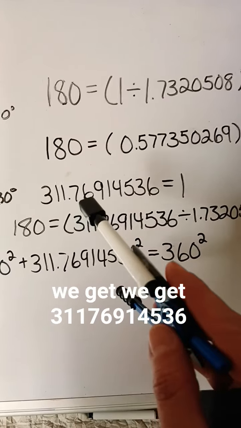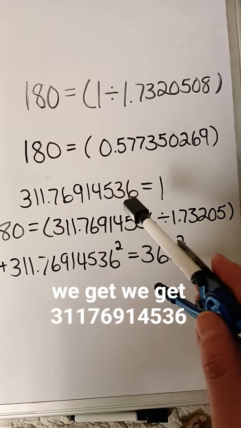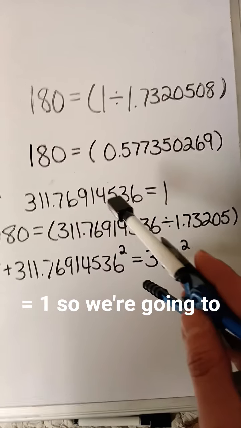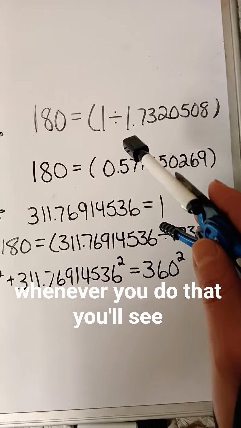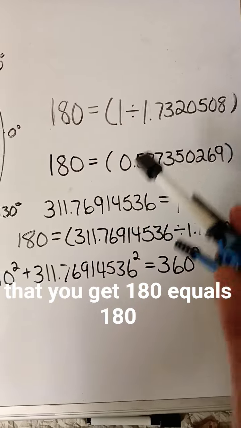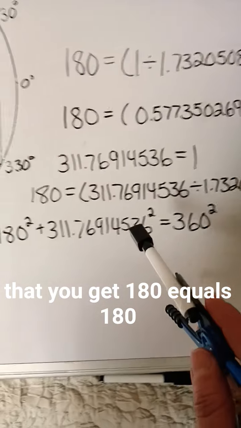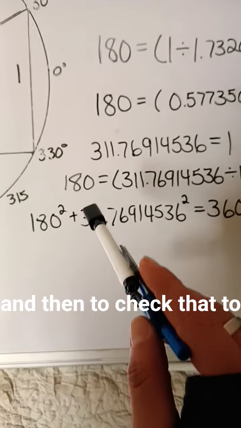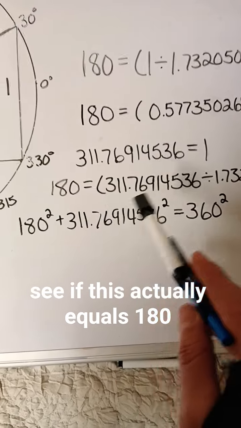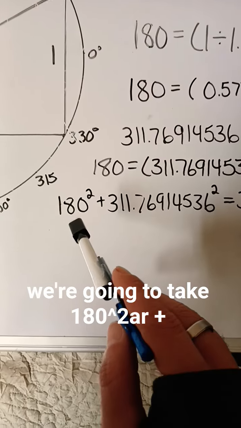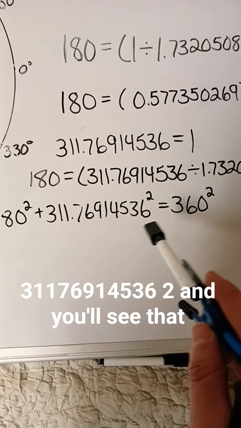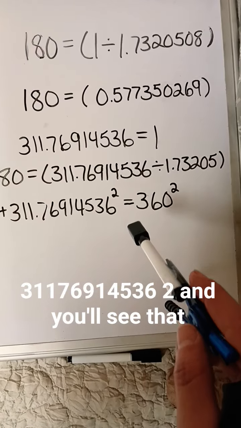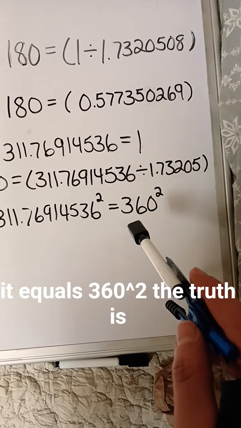We get 311.76914.536 equals 1. So we're going to plug this in for 1, and whenever you do that, you'll see that you get 180 equals 180. And then to check that to see if this actually equals 180, we're going to take 180 squared plus 311.76914.536 squared, and you'll see that it equals 360 squared.